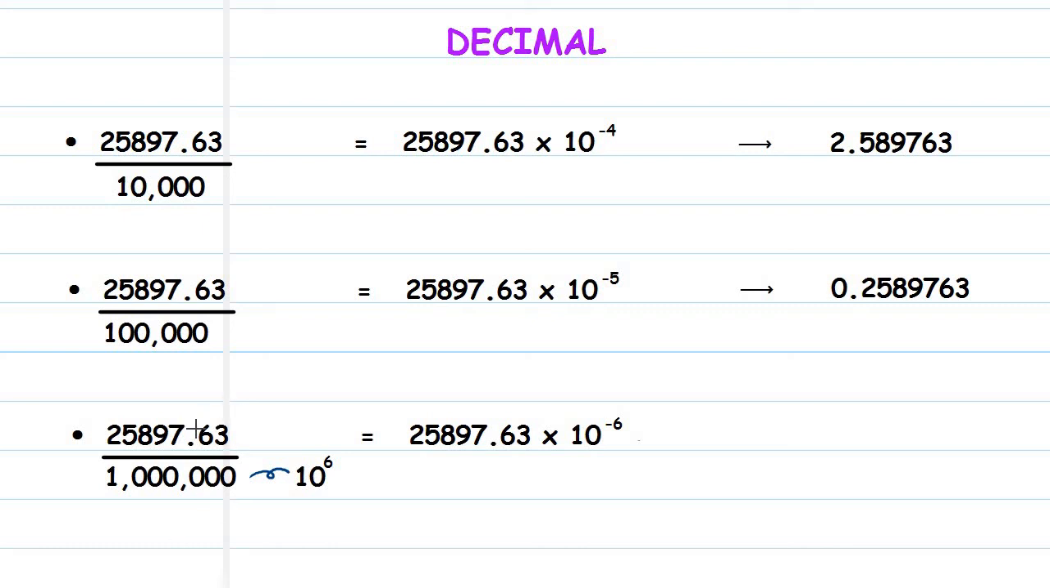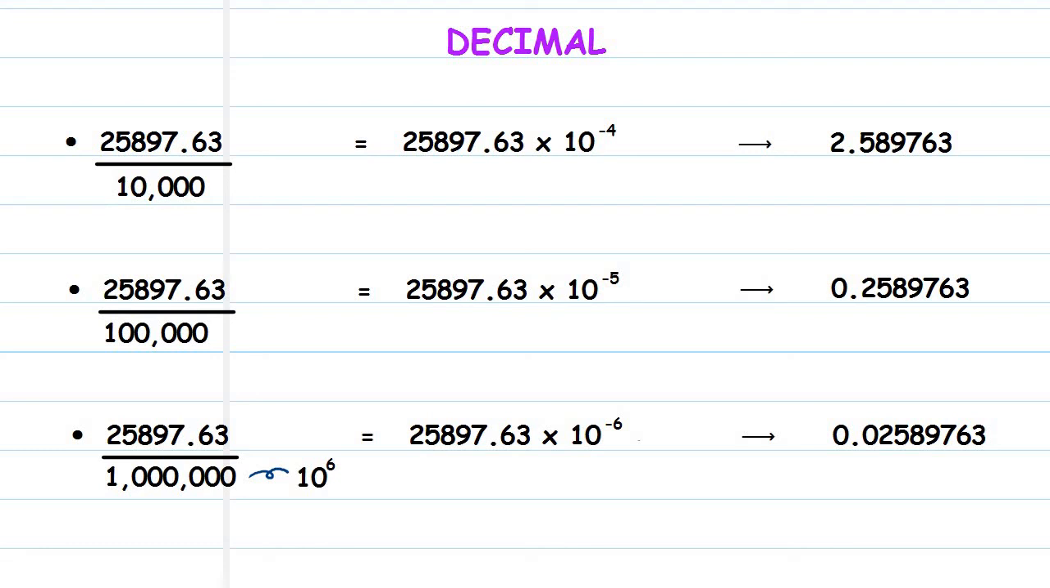How about dividing it by a million this time, which has 6 zeros? It means we can move the decimal point to the left 6 times. And the last one doesn't have anything, so we can put 0 there. So the result is gonna be 0.0258973.